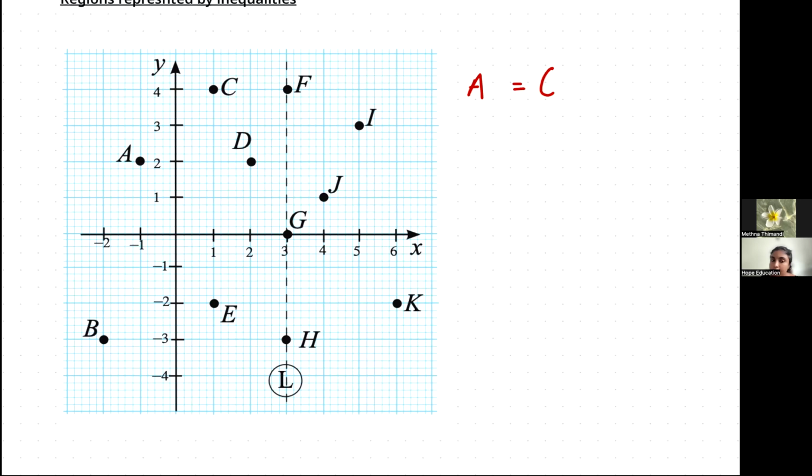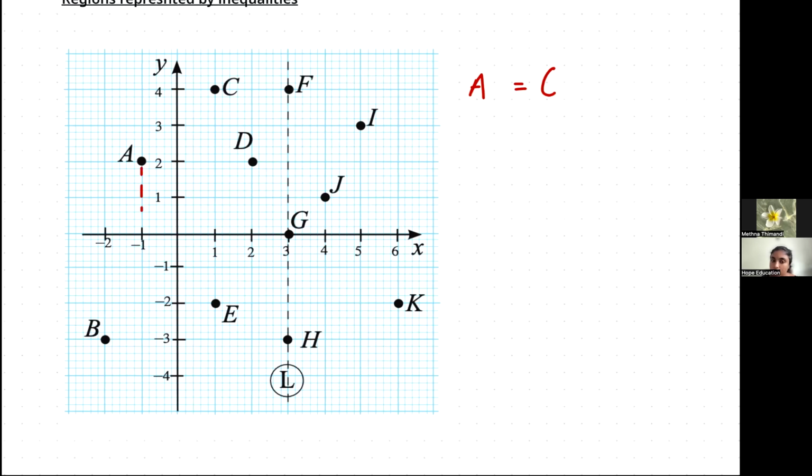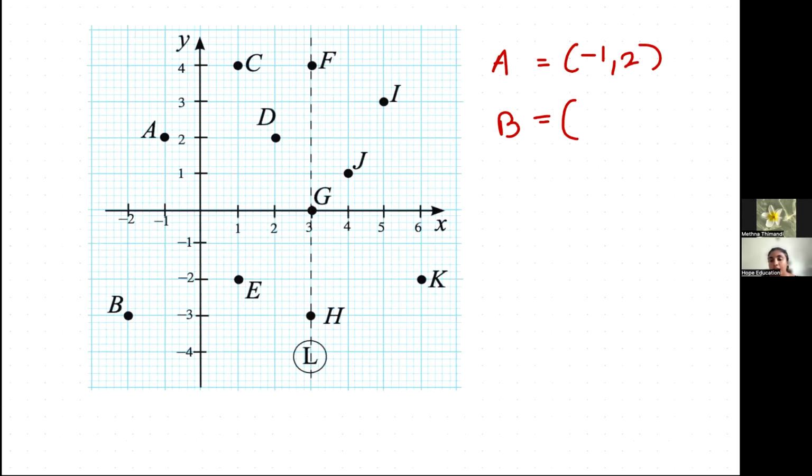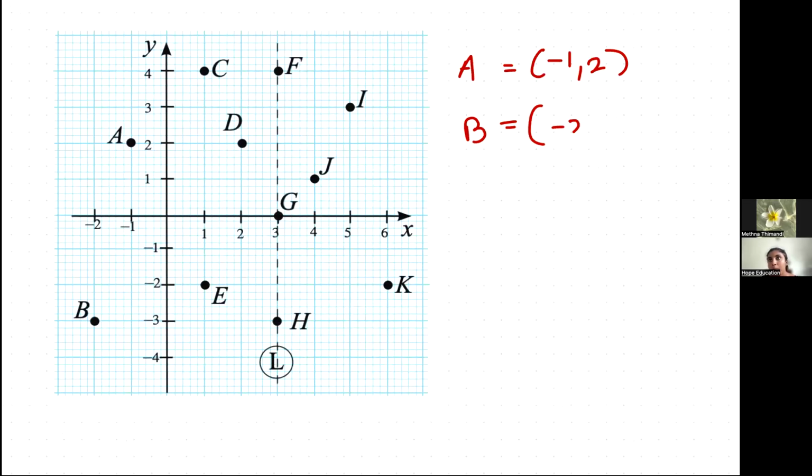If we take A, what is the x value of A? -1. So it's -1 and 2. Okay, Mitna? -1 and 2. If you take B, what are the coordinates? -2 and -3. Yes, -2, -3. So if you take C, it's 1 and 4.